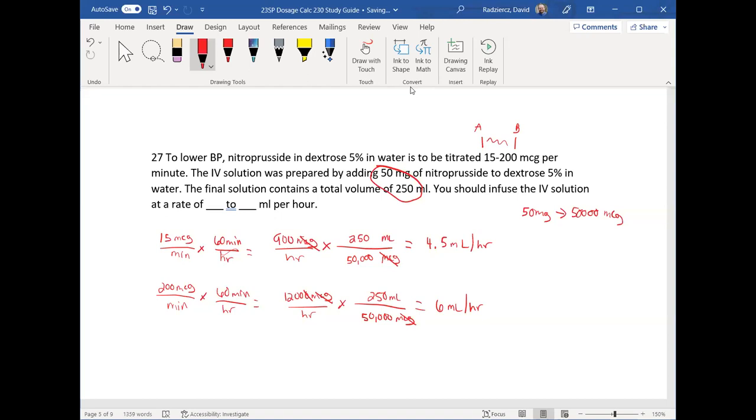So that's what you would do. You would start the infusion at 4.5 milliliters per hour and then step it up to 6 milliliters per hour. I don't even know if it set a time frame, but you're probably monitoring their blood pressure, and that will ultimately determine how quickly or how slowly you go. But anyways, that's how I would do this particular problem. And you'd have 2 separate answers.